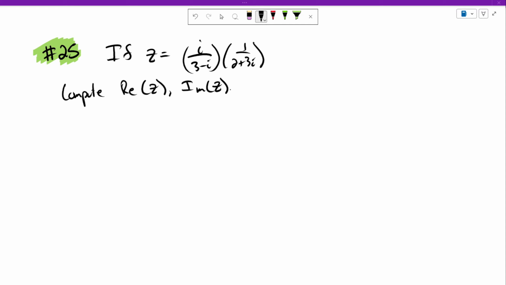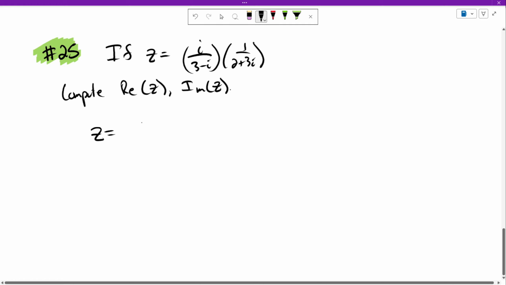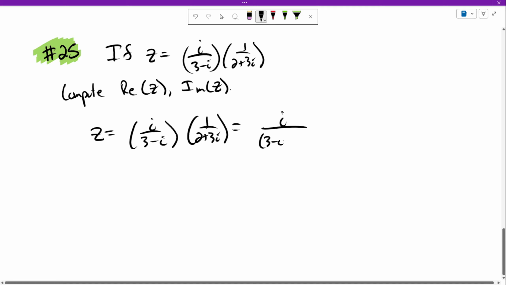And we're actually not going to do that order. The easiest way, I think, this depends on the problem, but in this case, the easiest way to go about this problem is to first multiply our fractions and then divide the corresponding expression. So that's what we're going to do. So z itself is this i over 3 minus i times 1 over 2 plus 3i. We're going to multiply the numerator and the denominator. And we get, of course, just that, i over 3 minus i times 2 plus 3i.